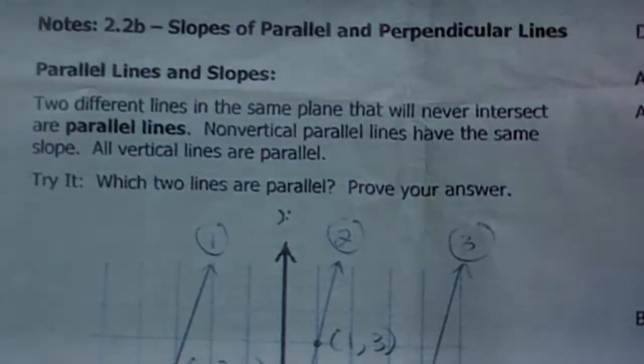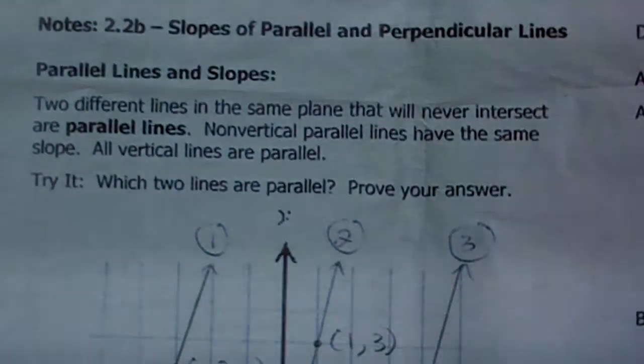Hello again. We are now on lesson 2.2b. The B's are kind of like a little side note of things we'd like to discuss in addition to the regular 2.2 lesson. And the topic is slopes of parallel and perpendicular lines.